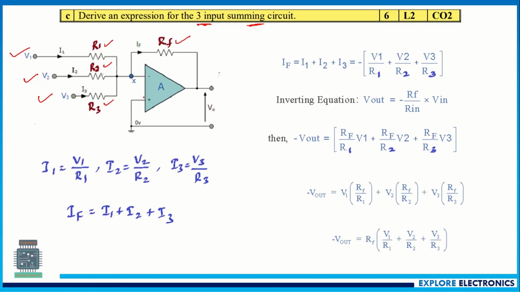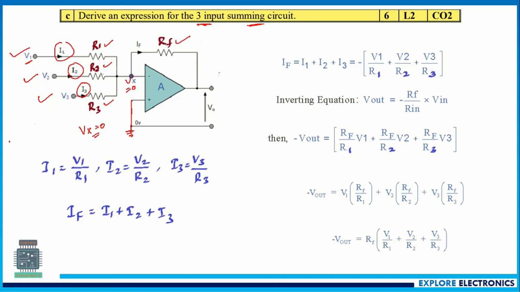In the same way how we have derived the integrator and differentiator, here also first we need to write the expression for I1, I2, I3 by taking V1 as this point voltage, and here Vx we can consider. This Vx will be 0. Why? Because this terminal voltage is 0.